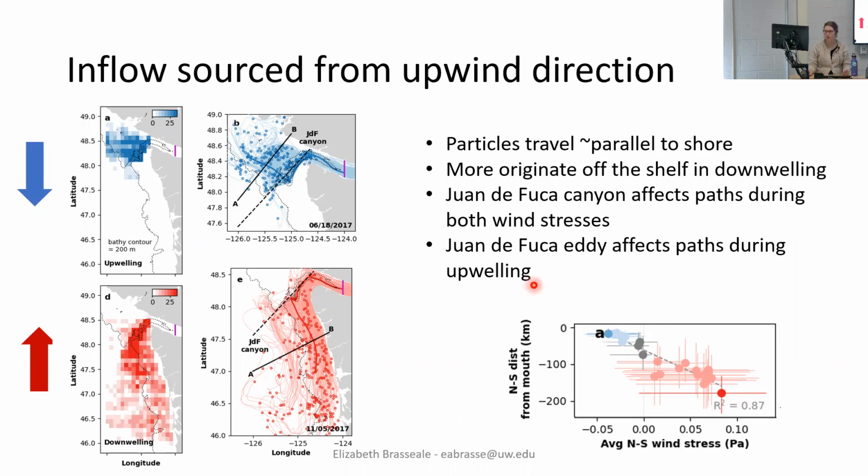was. I have another couple of observations bulleted here: the particles do travel approximately parallel to shore when they're traveling along the shelf, so you might expect larvae to maybe travel the same way.